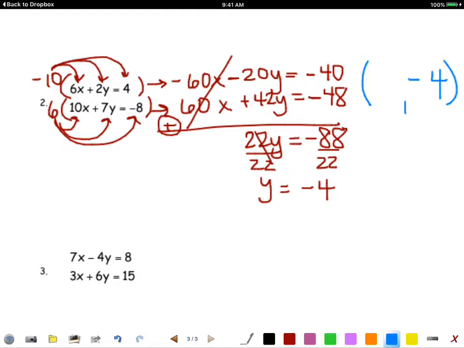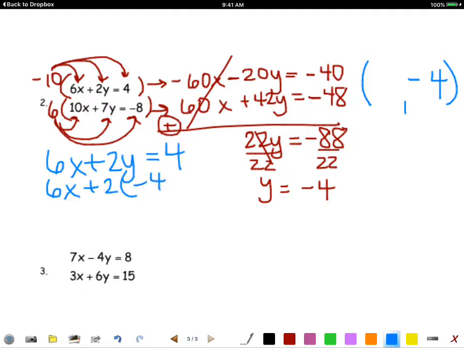Okay, so negative 4 goes there. And then did you already choose an equation to use? The top one. Well, okay, it doesn't really matter which one you choose. You should all get the same answer. If you choose the top equation, y is negative 4, so then you would have written 6x plus 2 parentheses negative 4 equals 4. You should do that multiplication first, so you should have 6x what?